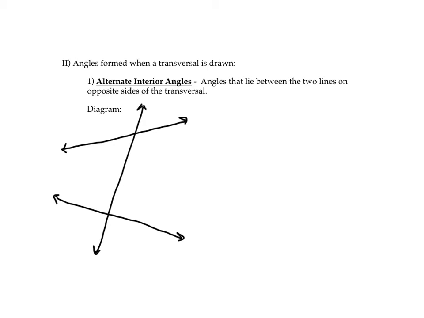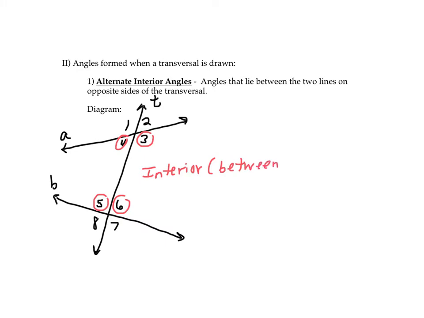So again, if this is my transversal T, notice that T makes these four angles, 1, 2, 3, and 4 with line A. And T also makes four more angles down here with line B. Now, the angles that are between the two lines, like angle 4, angle 3, angle 5, and angle 6, are interior angles because the space in between the two lines is referred to as the interior region. So just think interior means inside or between the lines.